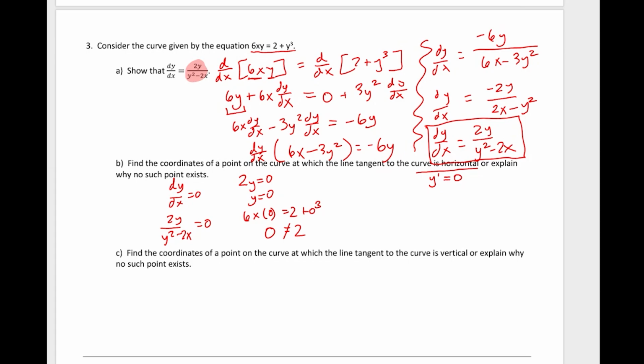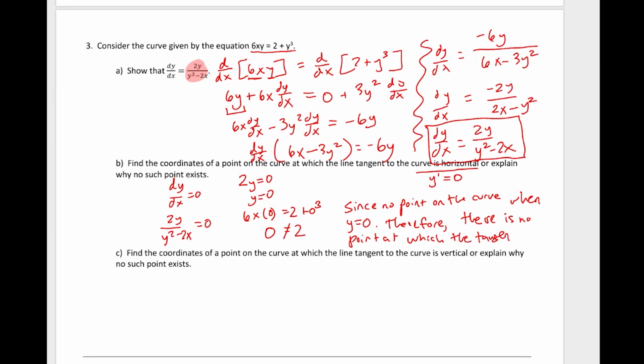We want to say, since no, well, how do I want to say this? There's no point on the curve when y equals 0. Therefore, there is no point at which the tangent line is horizontal.